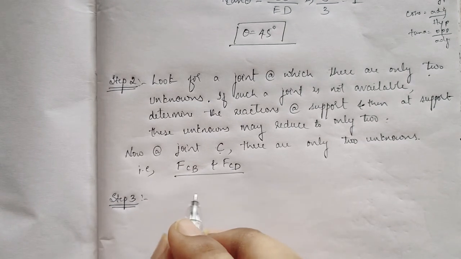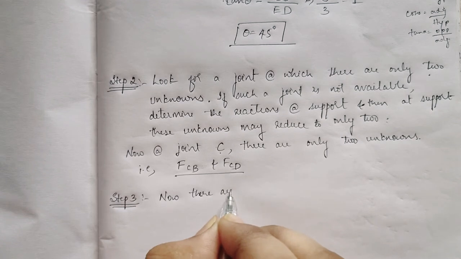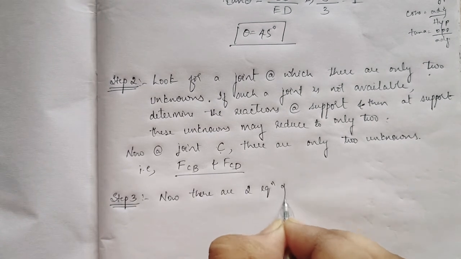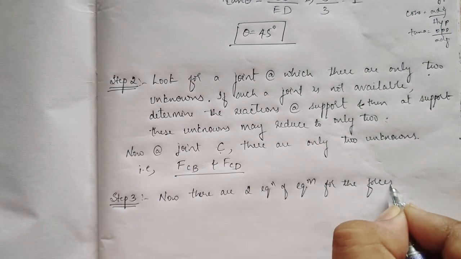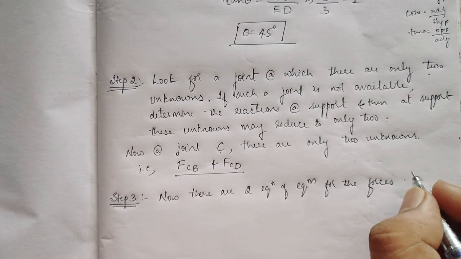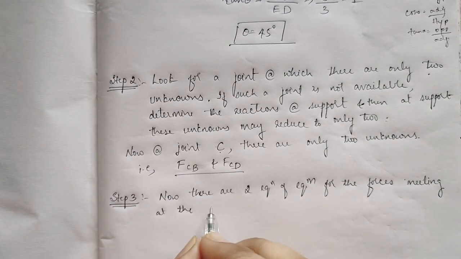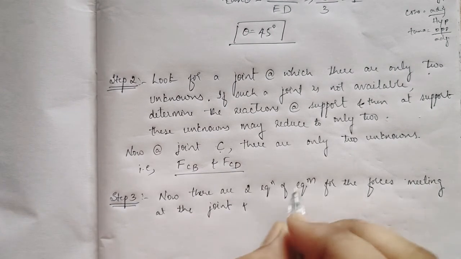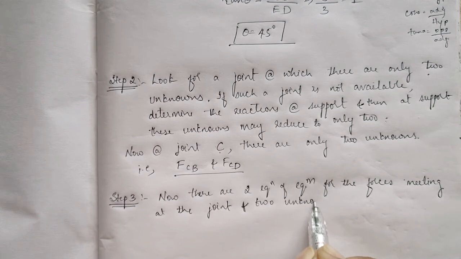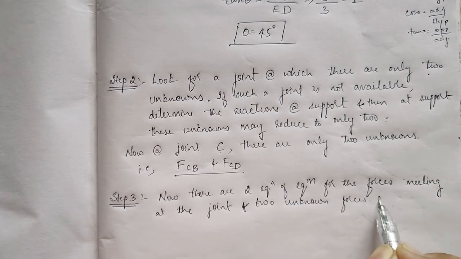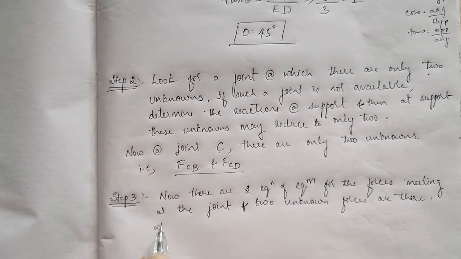So after taking joint, what we have to do now? These 2 equations of equilibrium. Now there are 2 equations of equilibrium for the forces meeting at the joint, and two unknown forces are there, which can be determined.